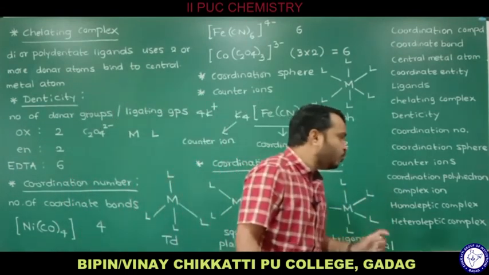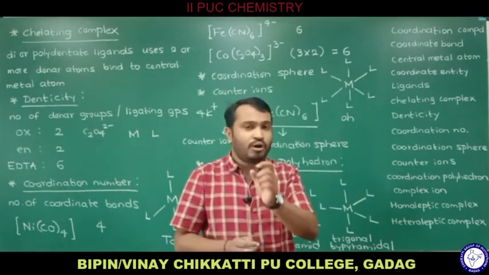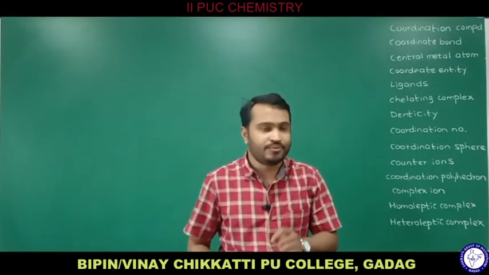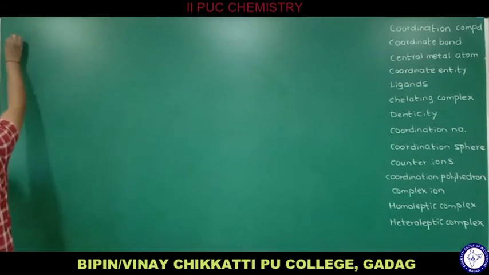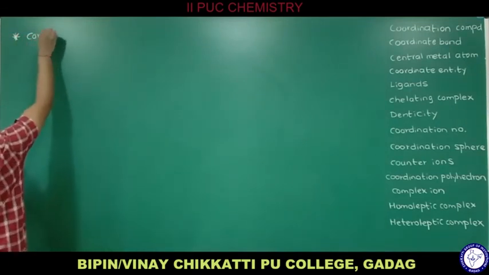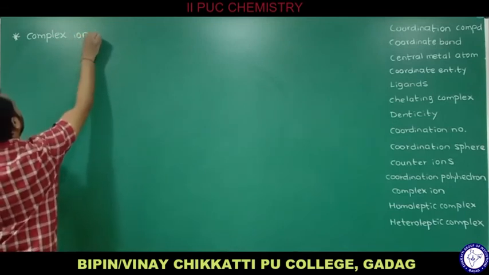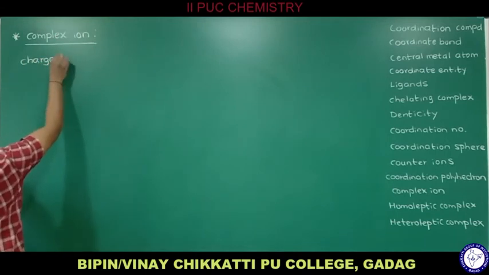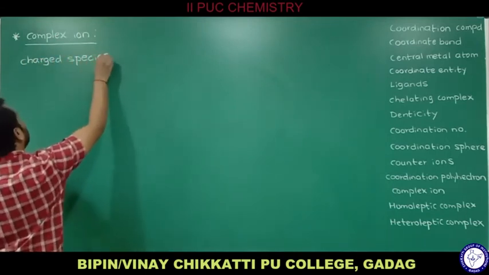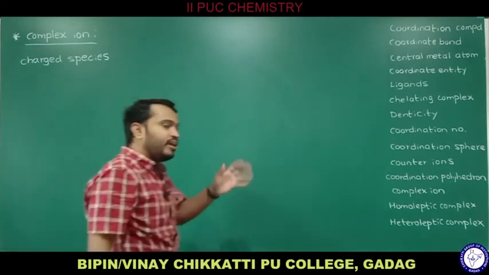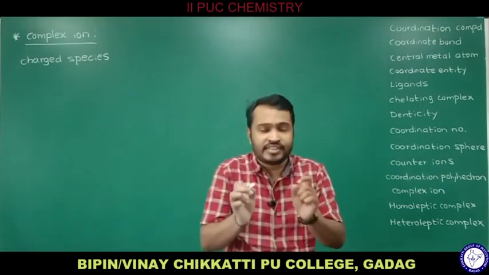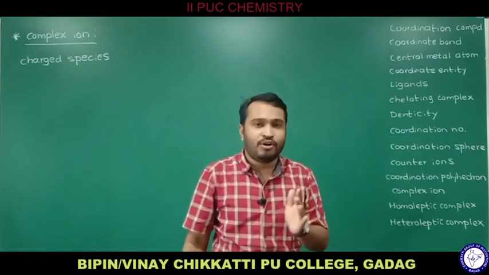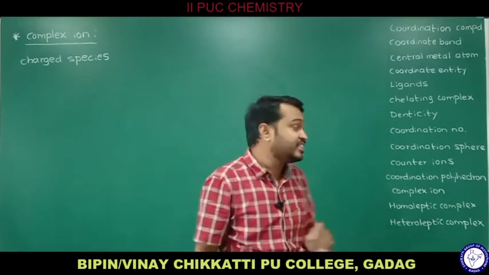So now we'll look at the last part of the fundamental terms: complex ion, homoleptic complex and heteroleptic complex. Complex ion, let me write here. As the name indicates, a complex ion should be a charged species. Remember that a complex ion is a charged species that may be positive or negative, and this complex contains a central metal atom surrounded by ligands. So a charged species containing a central metal atom or ion which is surrounded by ligands, we call a complex ion.